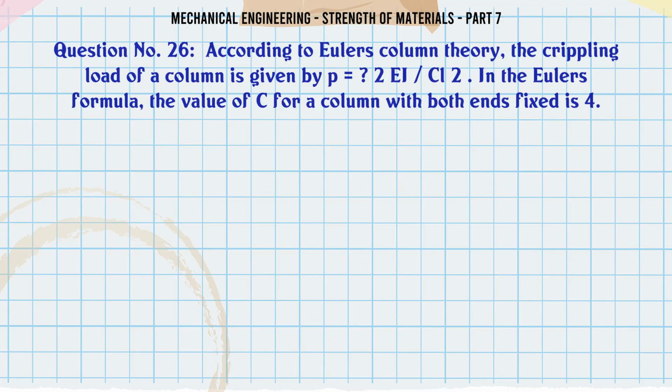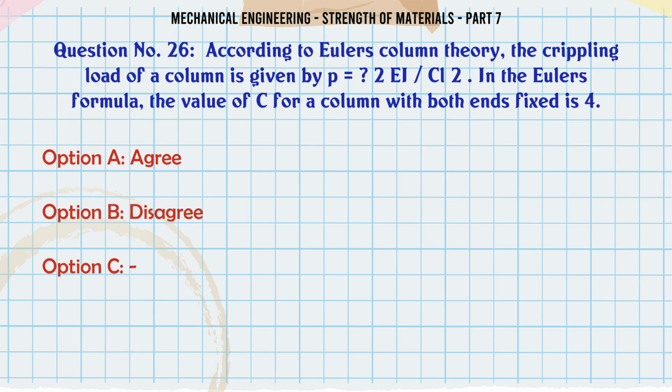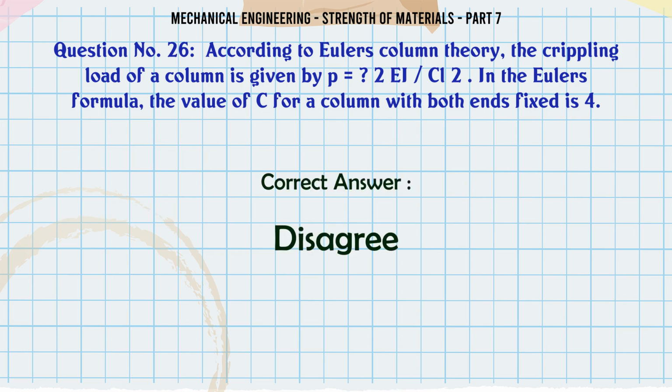According to Euler's column theory, the crippling load of a column is given by P = π²EI/CL². In the Euler's formula, the value of C for a column with both ends fixed is 4. A. Agree, B. Disagree. The correct answer is disagree.